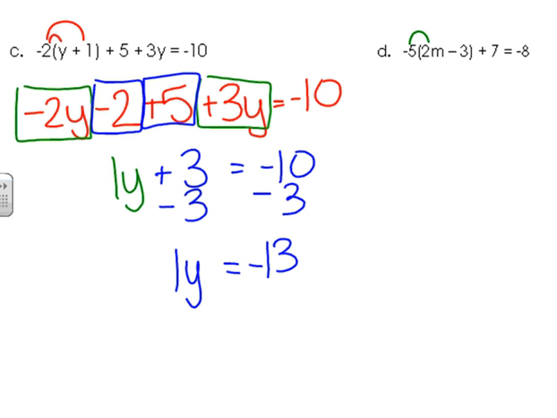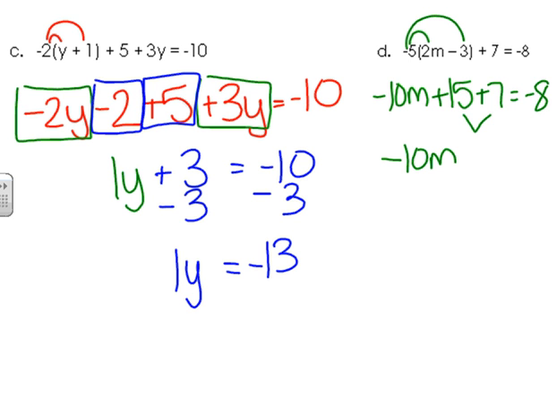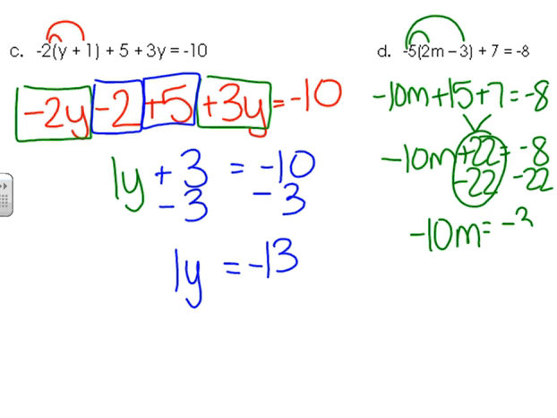Okay, keep going with distribution. Negative 10m. This time we're doing negative 5 times negative 3, which is positive 15. Combine like terms, so our constants, positive 15 plus 7 is positive 22. Subtract 22 from both sides. Here's your zero pair. So negative 10m equals negative 30.